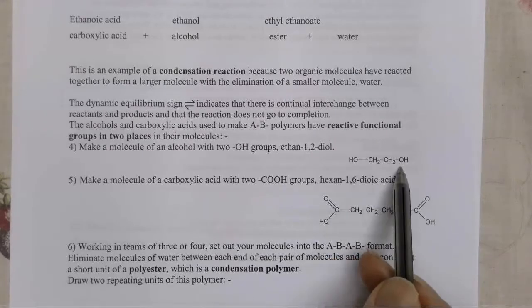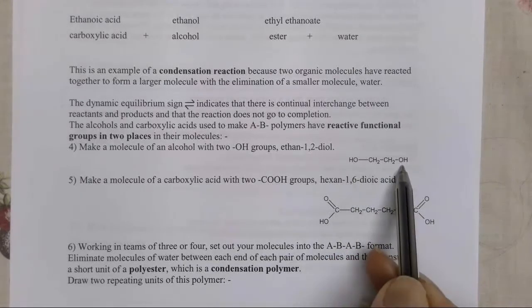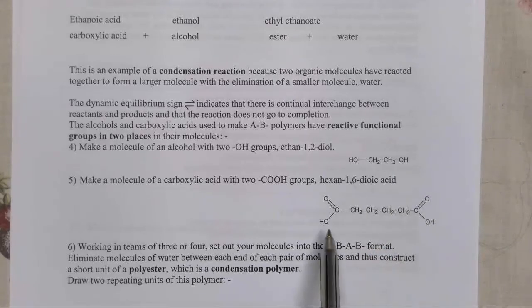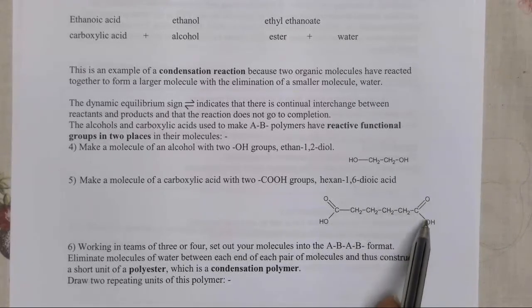So here is my diol. This is my ethane-1,2-diol, so it's got 2 OH groups. And this is my dioic acid, so it's got 2 COOH groups on it.